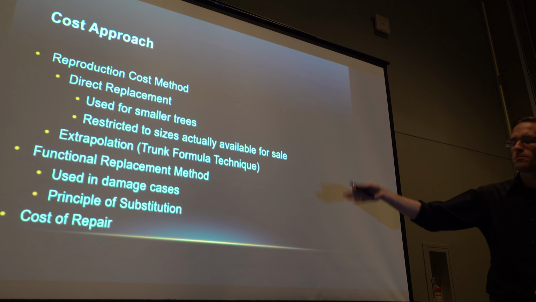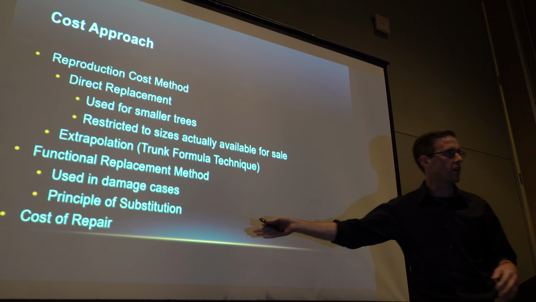And then finally, the last method, which we are going to be talking about a little bit today, is cost of repair: the cost to fix the problem, assuming that the tree will remain in place and continue to provide similar benefits to what it did before, with whatever partial loss. All right, so those are our approaches. Within the reproduction method, we have a number of different techniques. I'm going to be talking about a couple of them today.